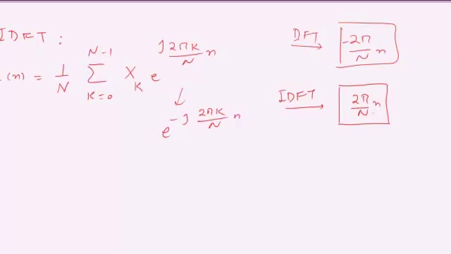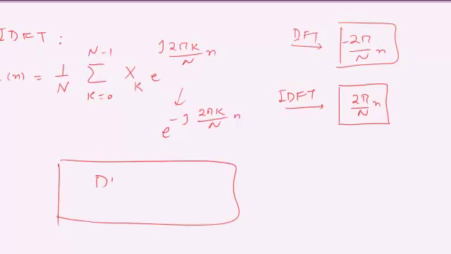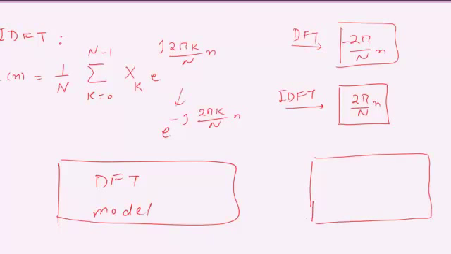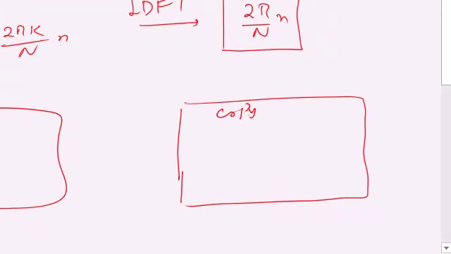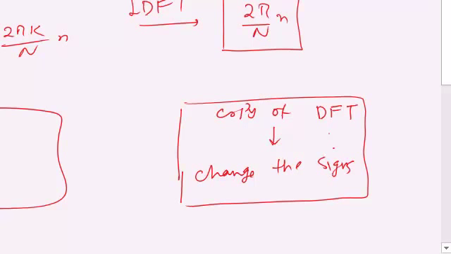So when you create the DFT block, consider that this is your DFT model. You just copy paste this DFT model. So you create the next model, which is the copy of DFT, and then you change the sign. Change the signs. And that would be your IDFT model.